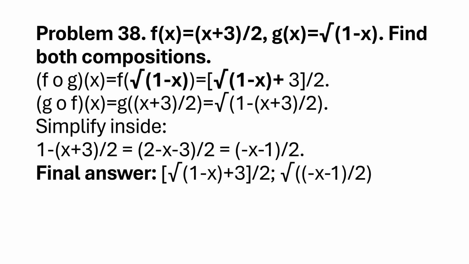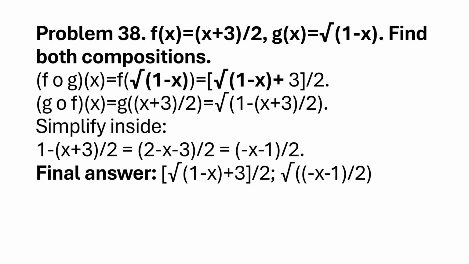We are given f of x equals the quantity x plus 3 divided by 2, and g of x equals the square root of 1 minus x. For f composed with g, substitute the square root of 1 minus x into f. The result is the square root of 1 minus x plus 3, all divided by 2.